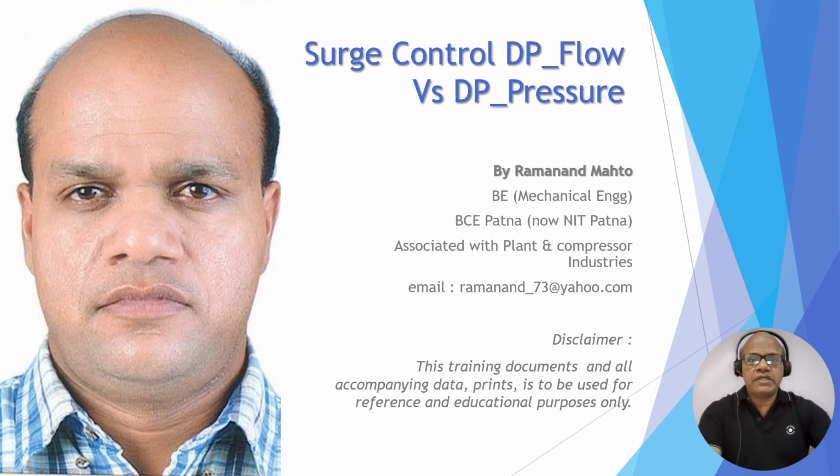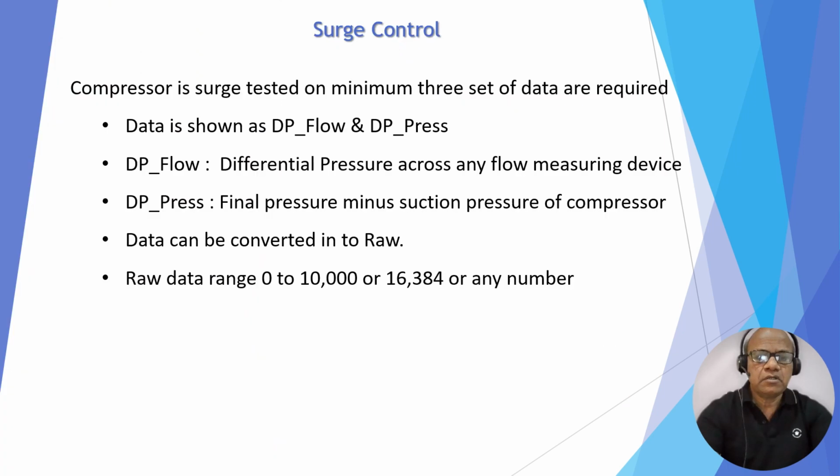Good evening to all. Let's discuss surge control on DP flow versus DP pressure. In surge control, the compressor has to be tested with a minimum of 3 sets of data. Minimum 3 is required, or it can be more, but minimum 3 will give good results.